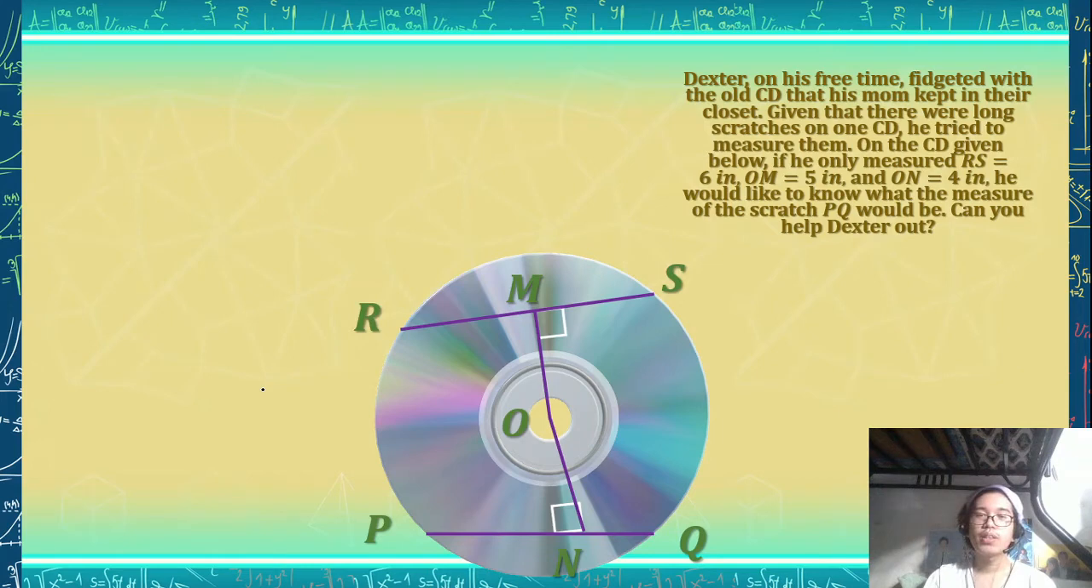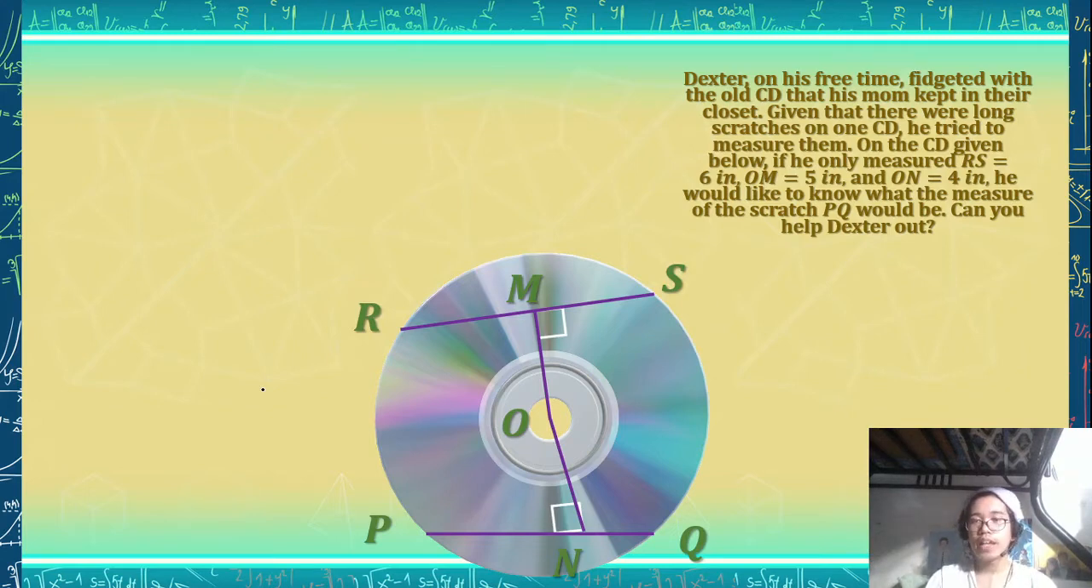We're going to continue our second problem for our lesson for today, which is about chords of circles, one of the line segments that we can find in the circles. Again, we have the tangent, and then the secant, and then lastly, we have the chord, our lesson for today. And this is the second problem.